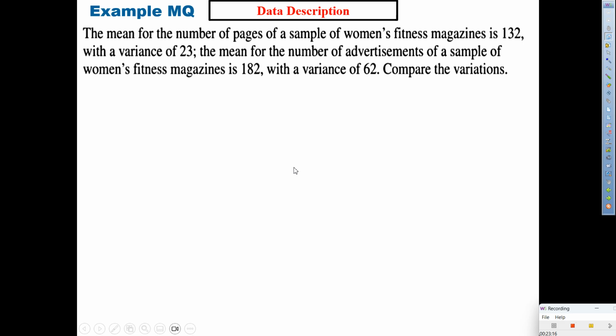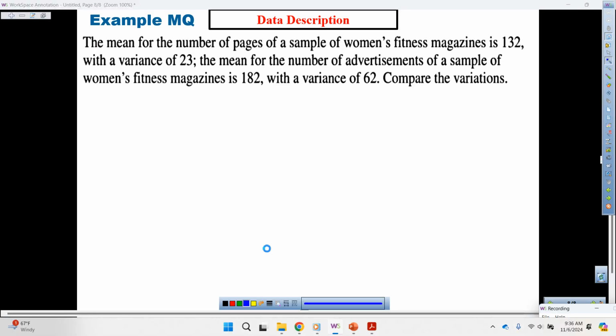And I'm moving on to example Omega Q. Actually, we're going to do this one together because this one has like a little slider to it. Let's see if you catch it, okay? It reads, example Omega Q, the mean for the number of pages of a sample of Women's Fitness magazine is 132 with a variance of 23. The mean for the number of advertisements of a sample of a Women's Fitness magazine is 182 with a variance of 62. Compare the variation.